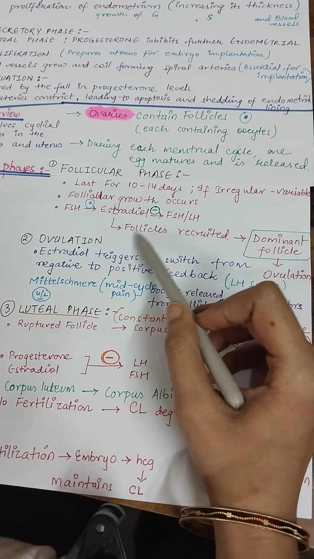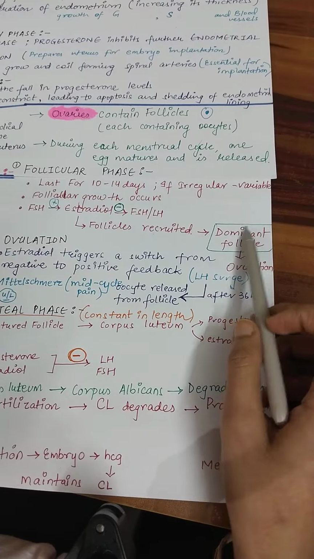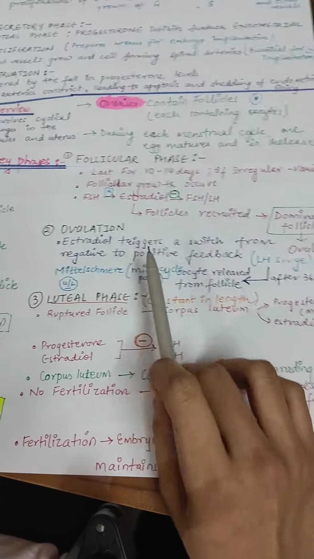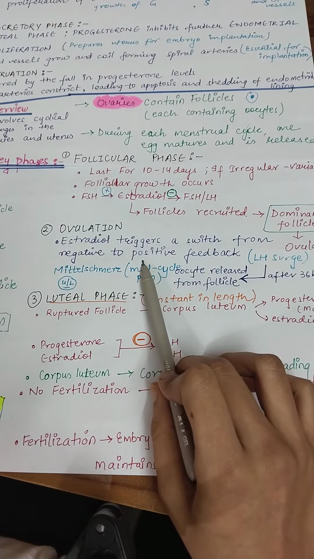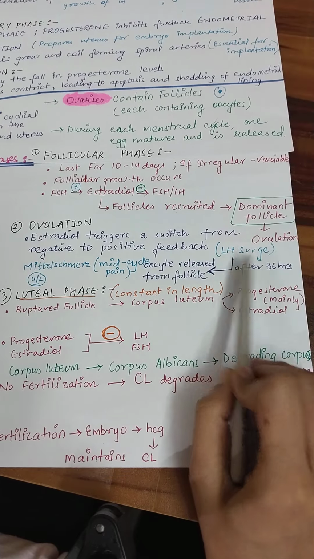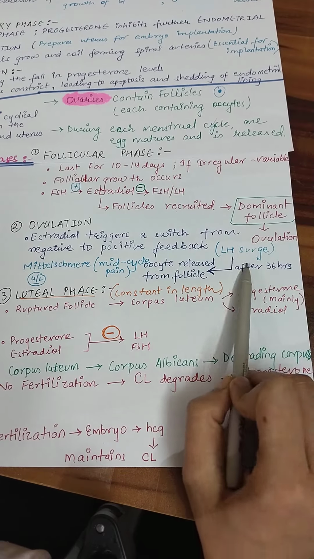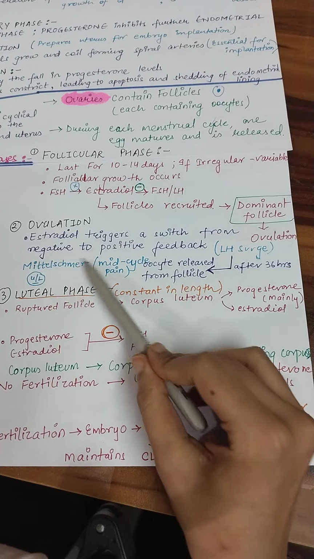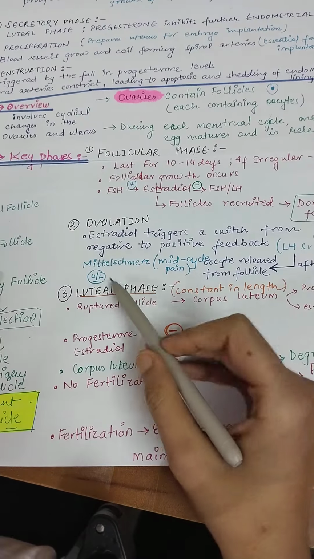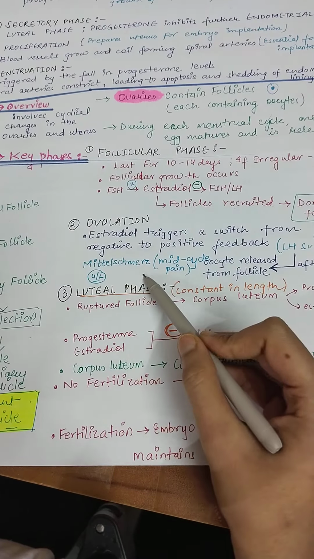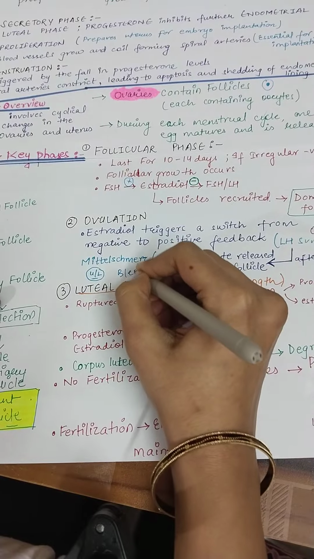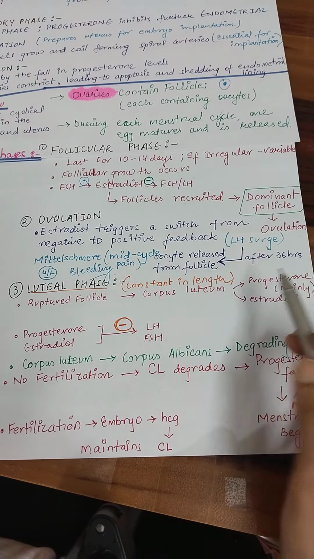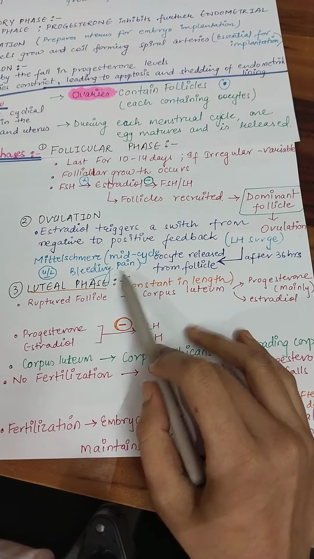Estradiol helps in recruiting the follicles, out of which one dominant follicle will be chosen and will enter ovulation. In ovulation, estradiol triggers a switch from negative feedback to positive feedback. An LH surge will be there. About 36 hours after the LH surge, the oocyte is released from the follicle. Mittelschmerz is a mid-cycle pain, a unilateral pain that occurs at the time of ovulation. Sometimes there will be bleeding also, which the patient can complain of as mid-cycle bleeding along with the mid-cycle pain. So it is a natural phenomenon.